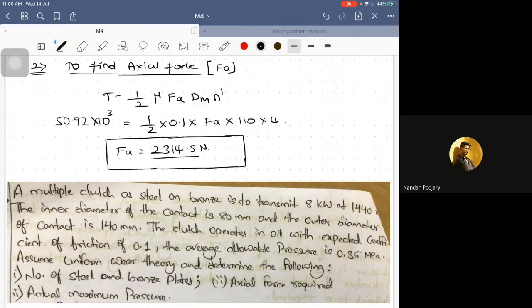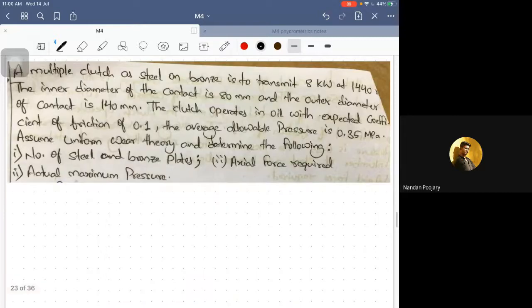Okay, shall we start solving it? Yes? Shall we?